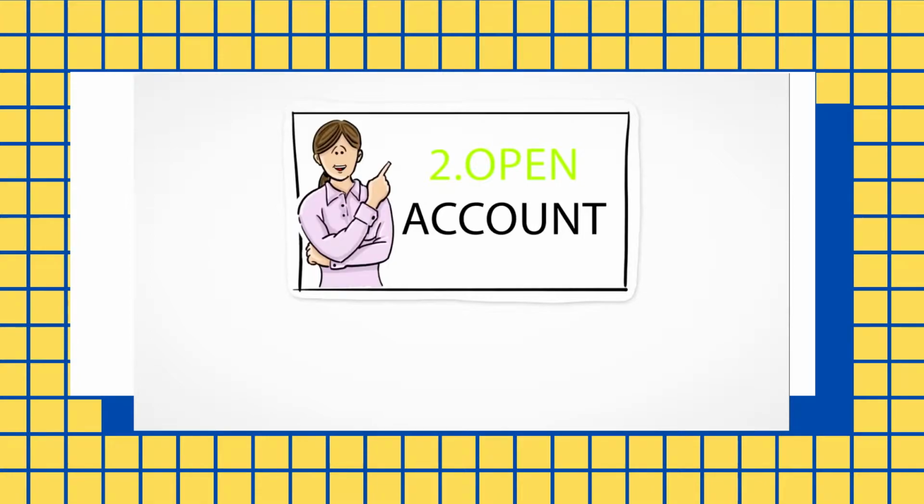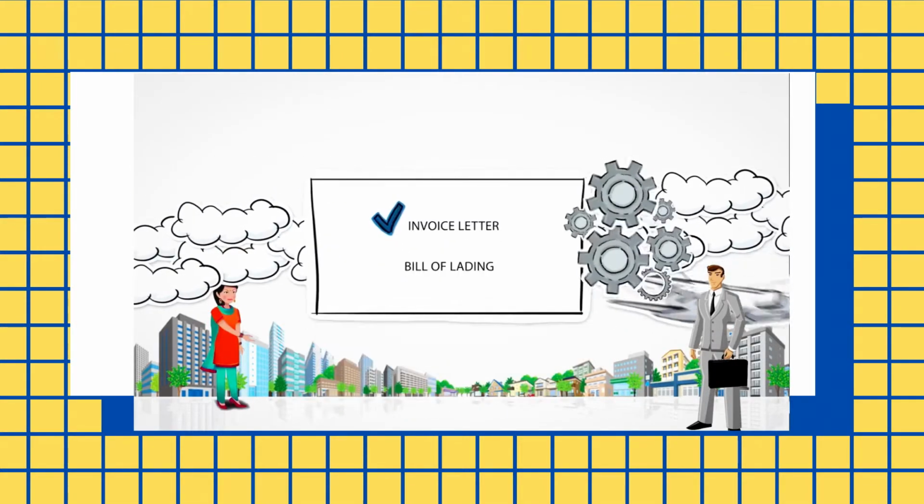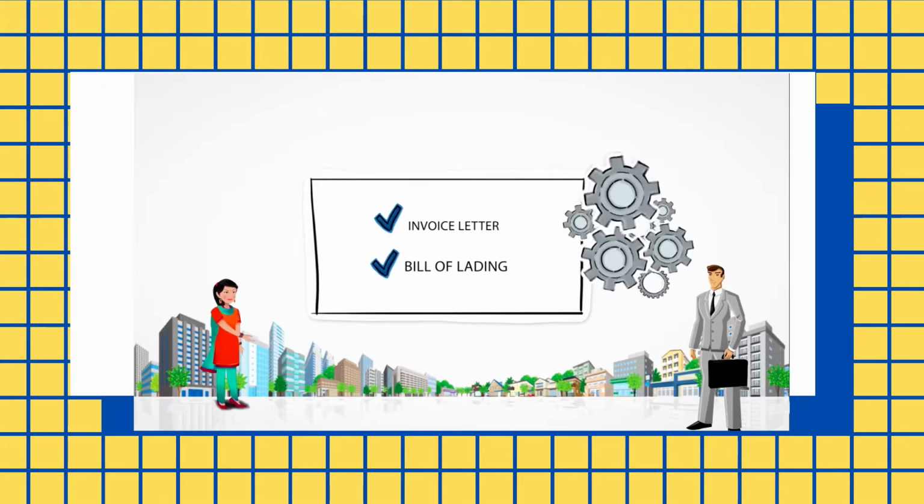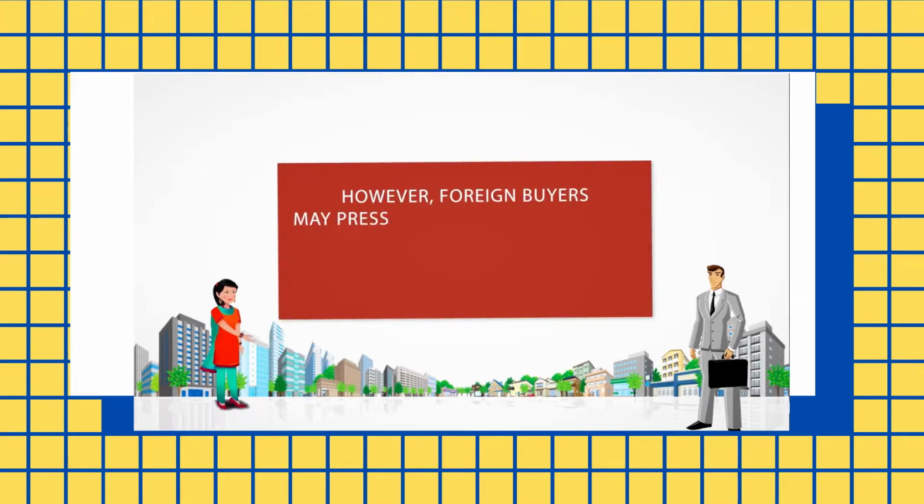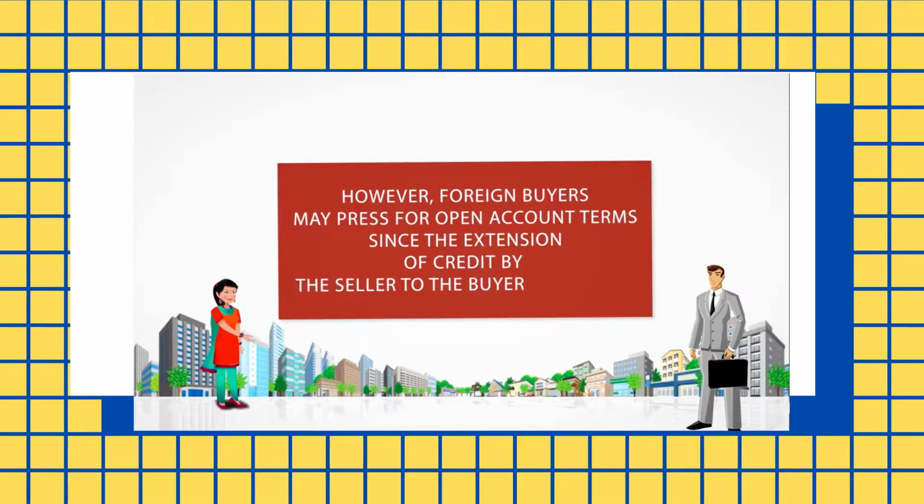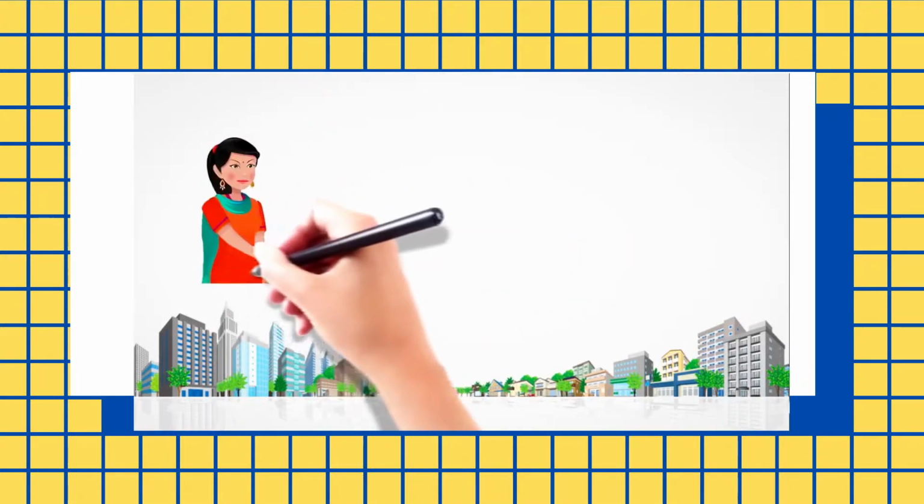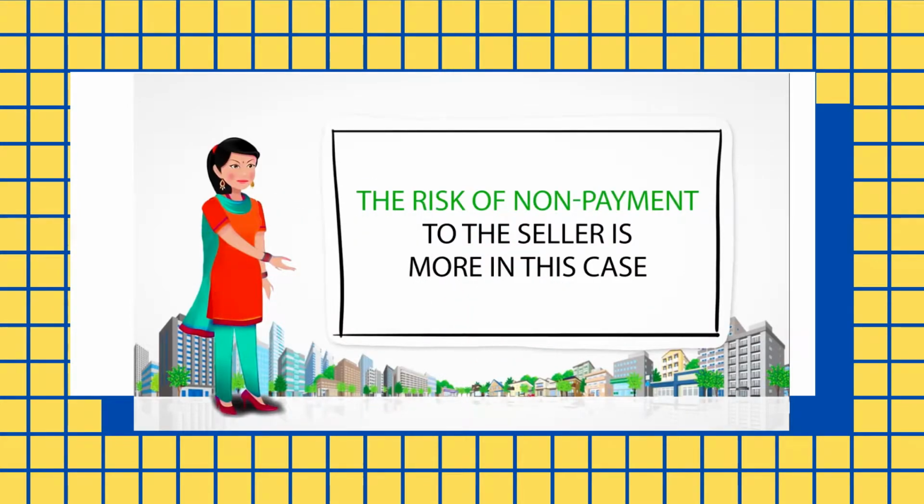Second, open account. This is the opposite of cash in advance. Here, the seller ships the goods and then sends the documents, such as invoice and bill of lading, directly to the buyer. Before the payment is made, the buyer agrees to pay the seller at a future date, as mentioned in the seller's contract. Usually, it will be 30 to 90 days after receiving goods. However, foreign buyers may press for open account terms, since the extension of credit by the seller to the buyer is common. An export credit insurance may lessen the risk of non-payment to Nico.